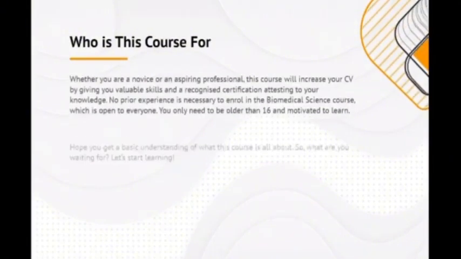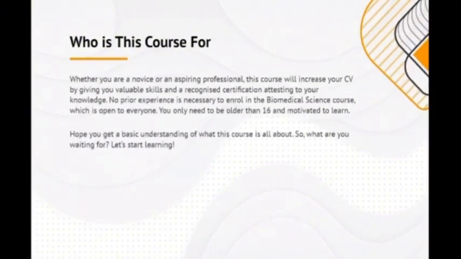Who is this course for? Whether you are a novice or an aspiring professional, this course will increase your curriculum vitae by giving you valuable skills and a recognized certification attesting to your knowledge. No prior experience is necessary to enroll in the biomedical science course, which is open to everyone. You only need to be older than 16 and motivated to learn.